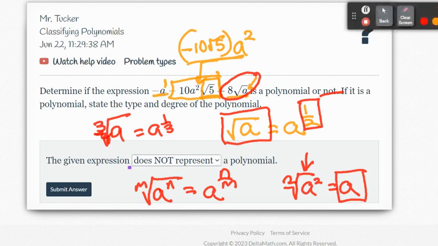I'd make sure I have this ready to go in subsequent problems.